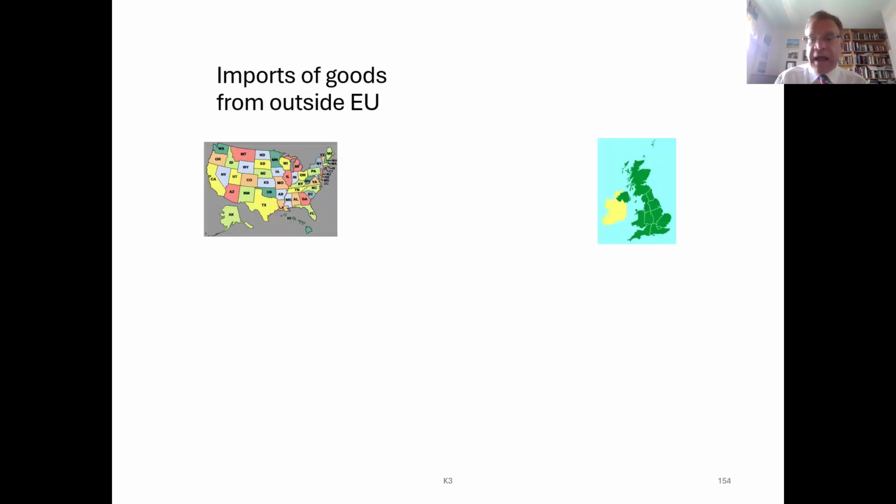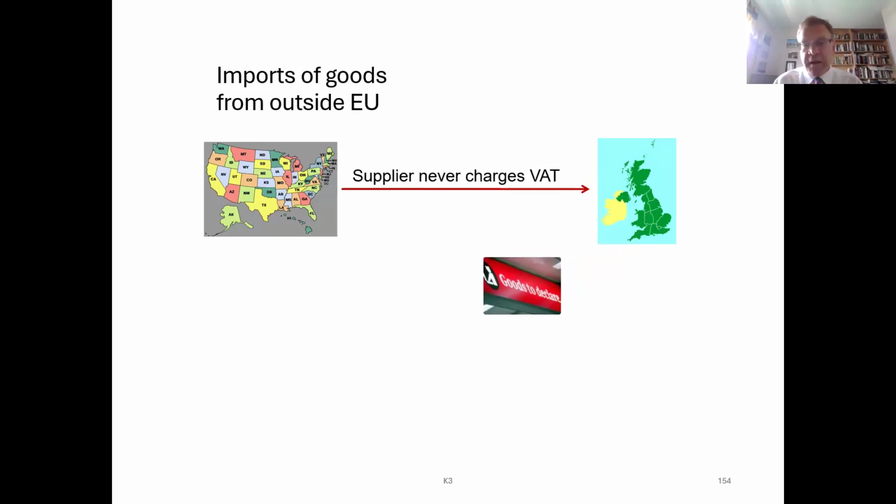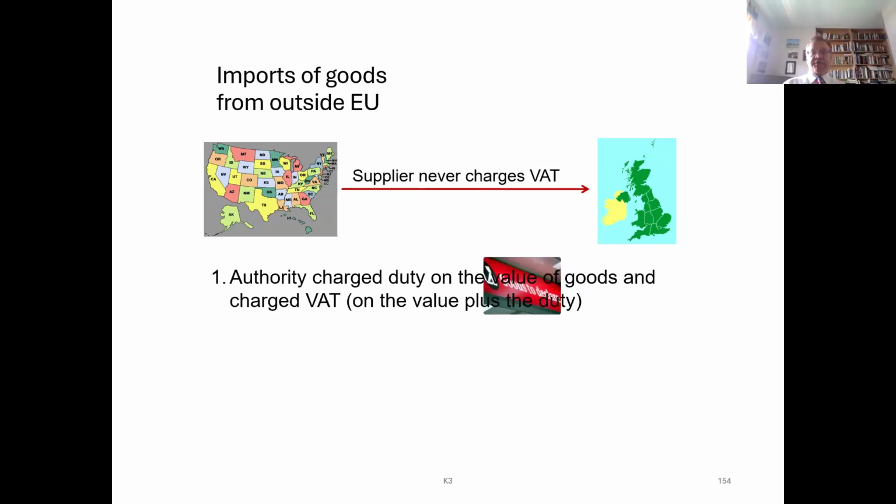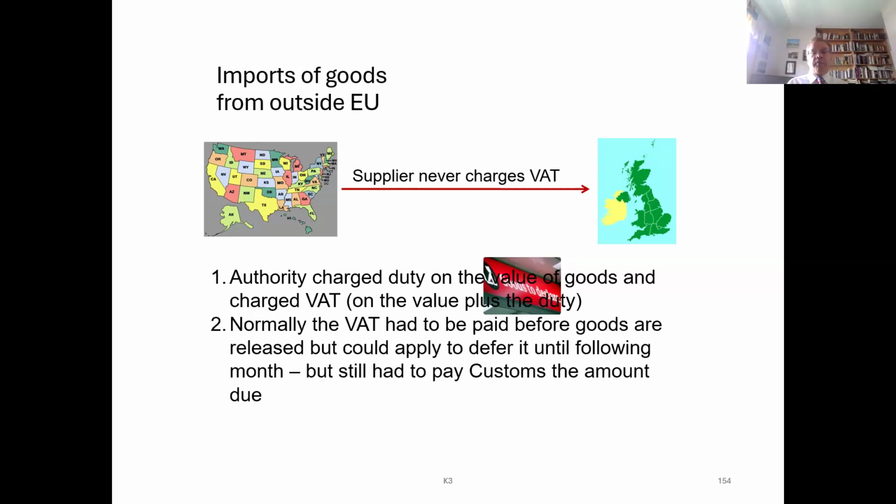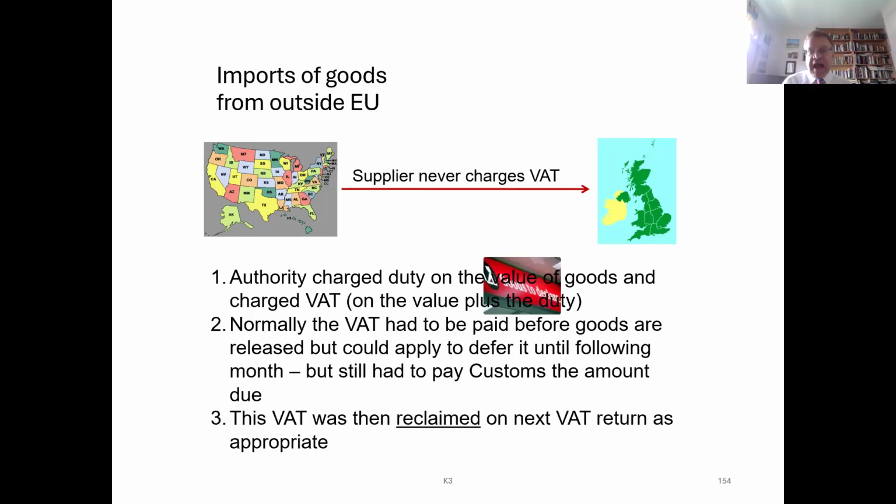Imports of goods from outside the EU: the supplier never charges VAT. On that basis, do you go through the red channel? The authority charged duty on the value of goods and charged VAT on the value plus the duty. Normally, the VAT had to be paid before the goods are released, but you could apply to defer it until the following month, but still had to pay customs the amount due. This VAT is then reclaimed on the next VAT return as appropriate.